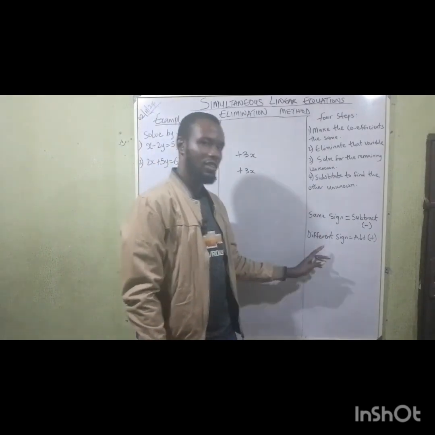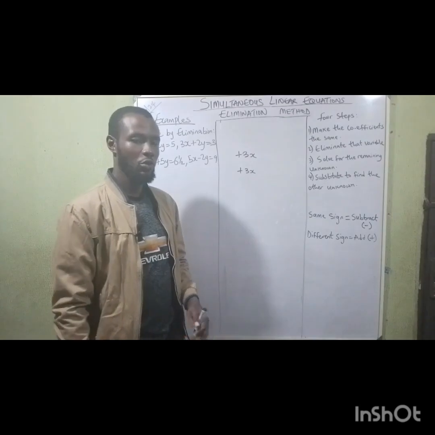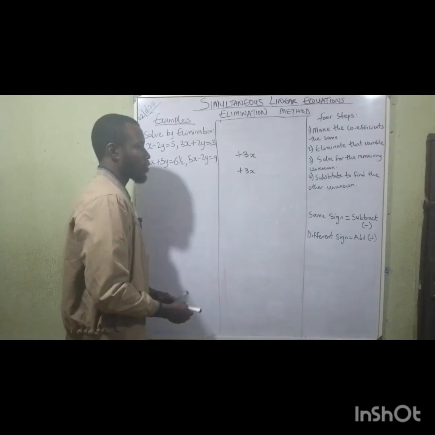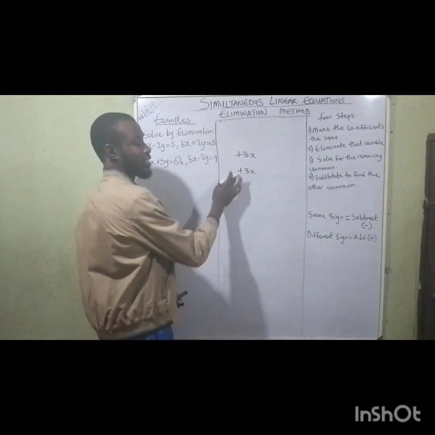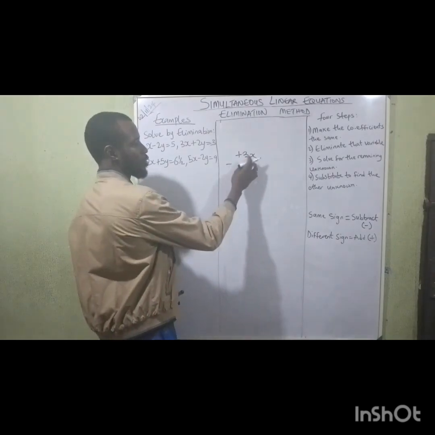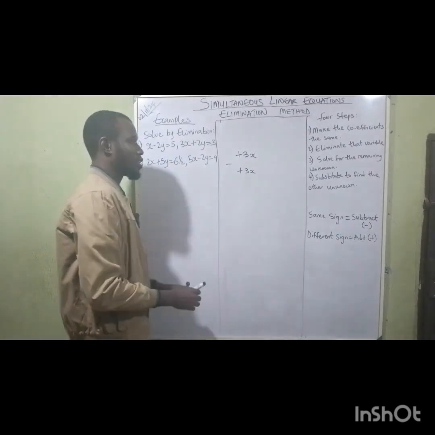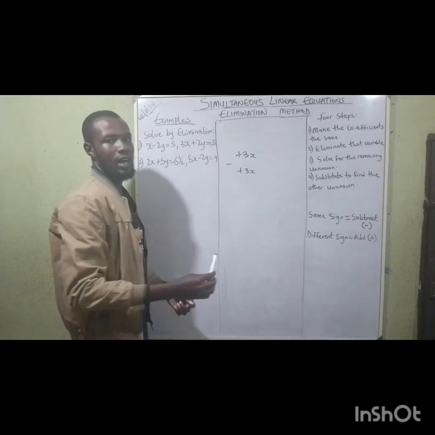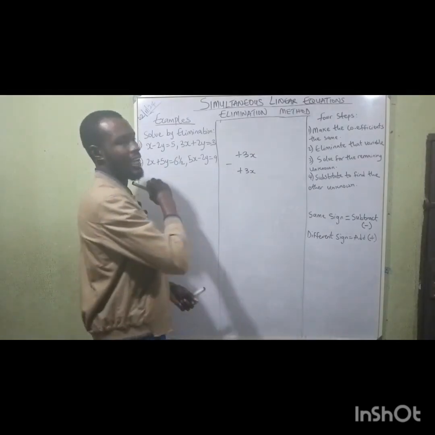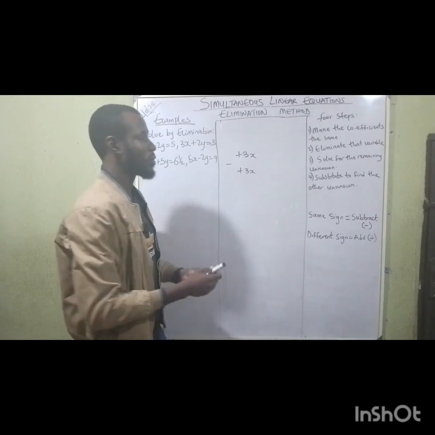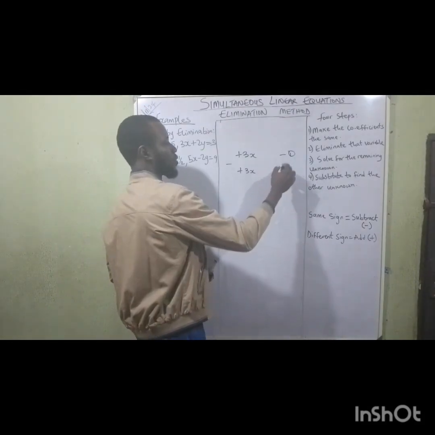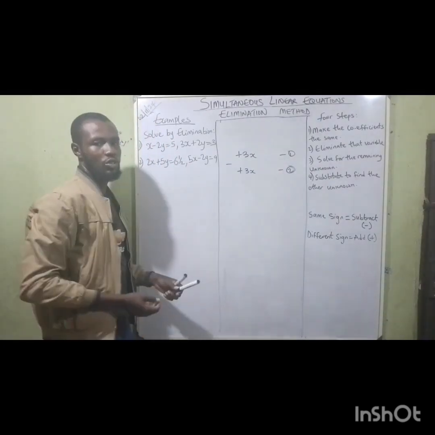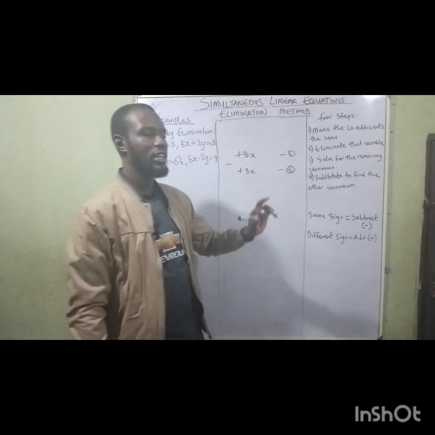Then we look at the signs to know if we are going to add or subtract to eliminate them. So we said if the signs are the same, you subtract. So obviously if you have plus 3x and plus 3x, they are the same sign. If I subtract here, plus 3 minus plus 3 will give me 0. So this will go, and by so doing we have eliminated x from these two equations. I'm assuming that this is a part of equation 1, this is a part of equation 2. By so doing, I've eliminated x from the two equations, so we'll be left with only y.